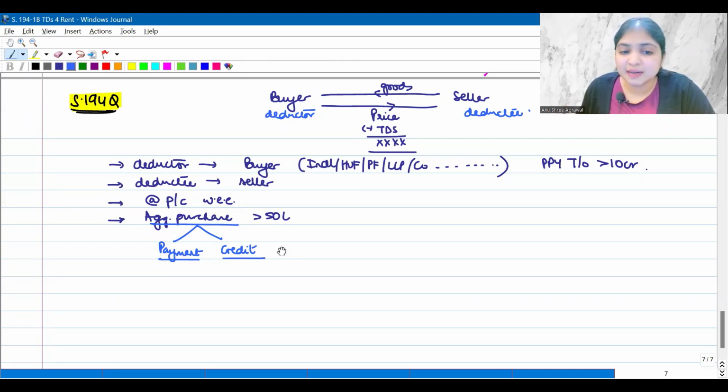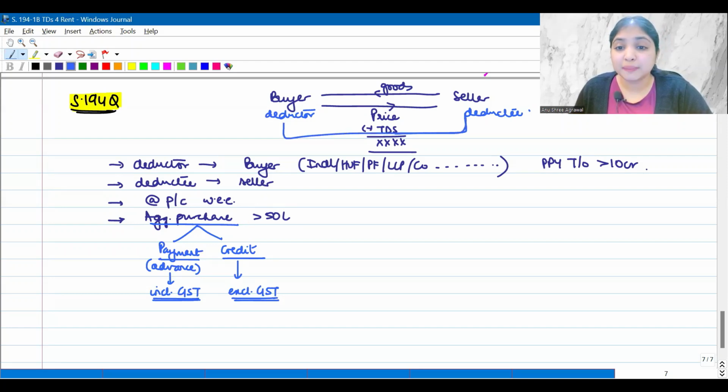Is payment earlier or is credit earlier? See, if payment is earlier, it means it's like advance payment is being made. Only then payment will be earlier. So if payment is earlier, then in that case, we will include the GST component also. But however, if credit is earlier, then we will exclude the GST component. Understanding? So when you're calculating this 50 lakh number, when you're seeing what's the total purchase between this buyer and seller, what's the total transaction between these two parties, when you're checking, should you include GST or not? It depends upon what is earlier.